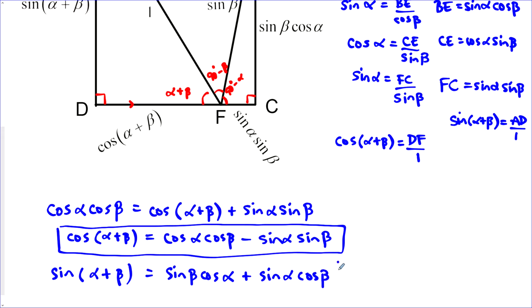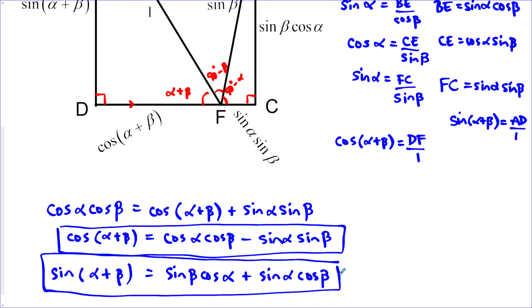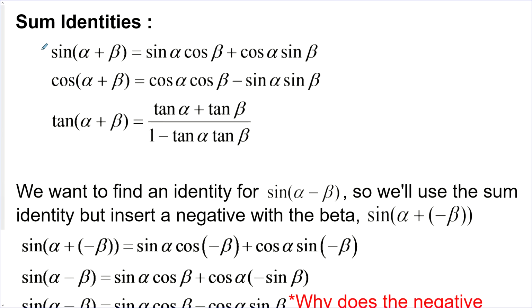And that is another sum identity. So we're going to use those in the future. These are the three sum identities. We've got sine alpha plus beta, which is the one we just worked out, and cos alpha plus beta, which is the other one we just worked out. And we can take this one and divide this one and do some rearranging and get tan's sum identity.